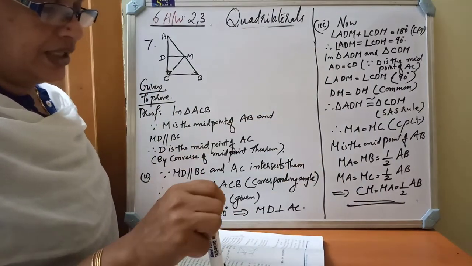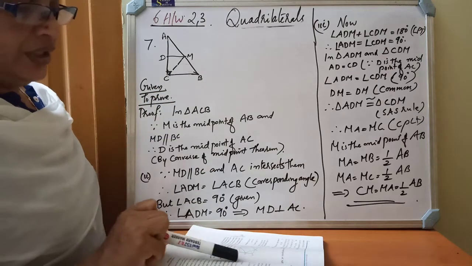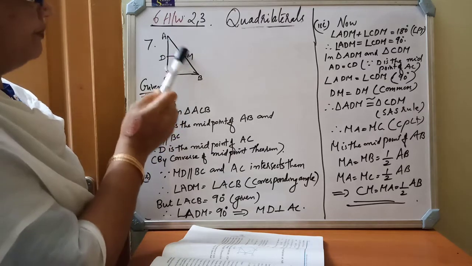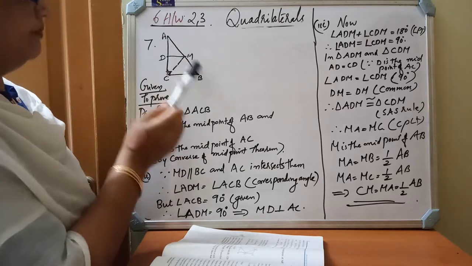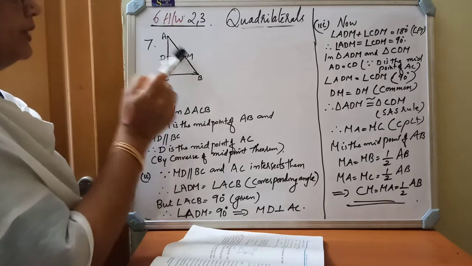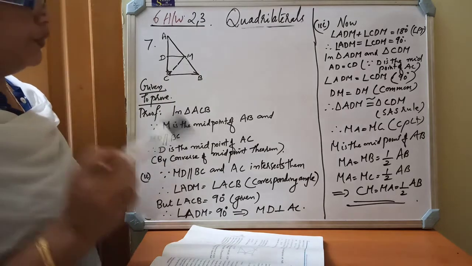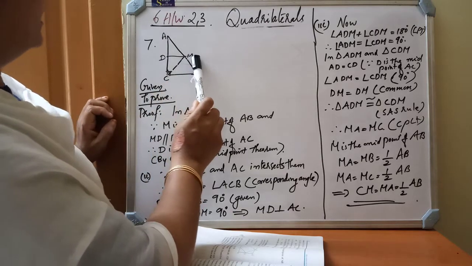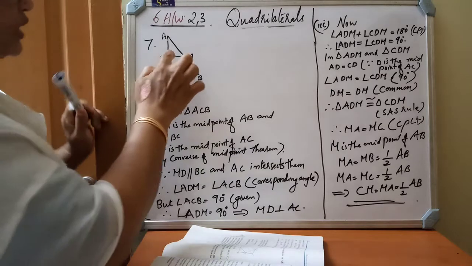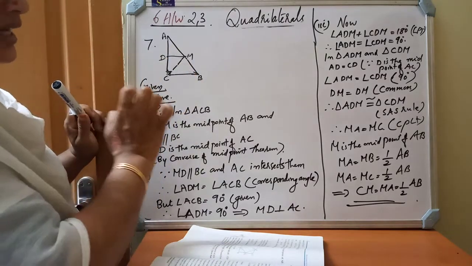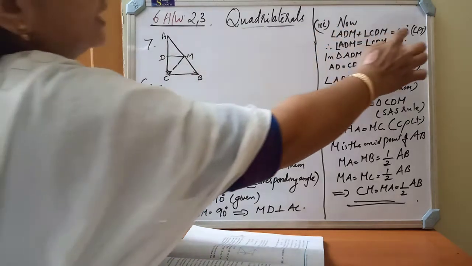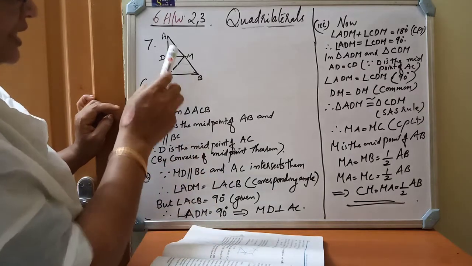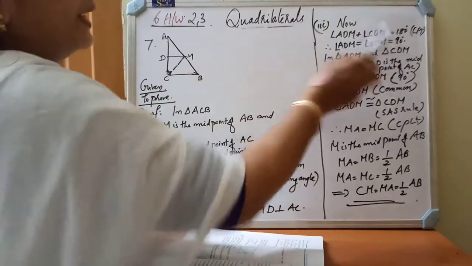What will be the third result? This question is very important. Third one is CM equal to MA equal to half AB, which we have to prove. For proving this, first we must consider angle ADM plus angle CDM. These two angles stand on a straight line, so by the linear pair theorem this is equal to 180 degrees. Angle ADM we know is already 90 degrees, so automatically angle CDM is also 90 degrees.